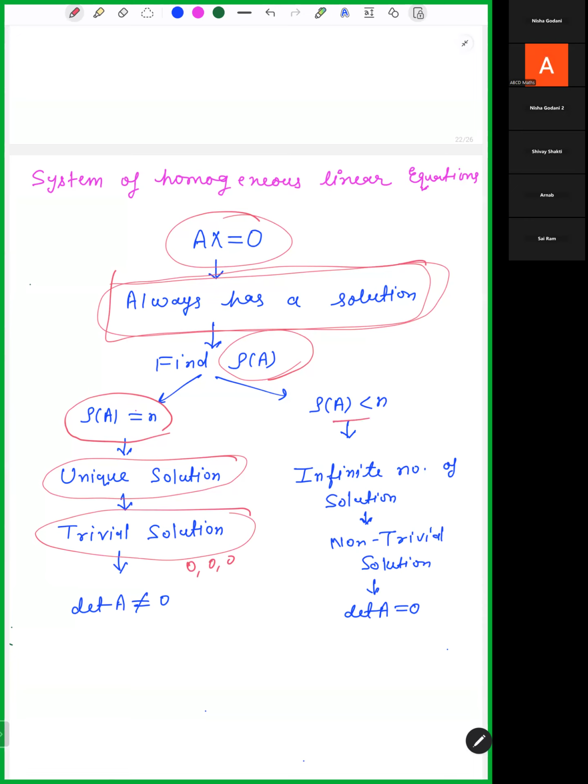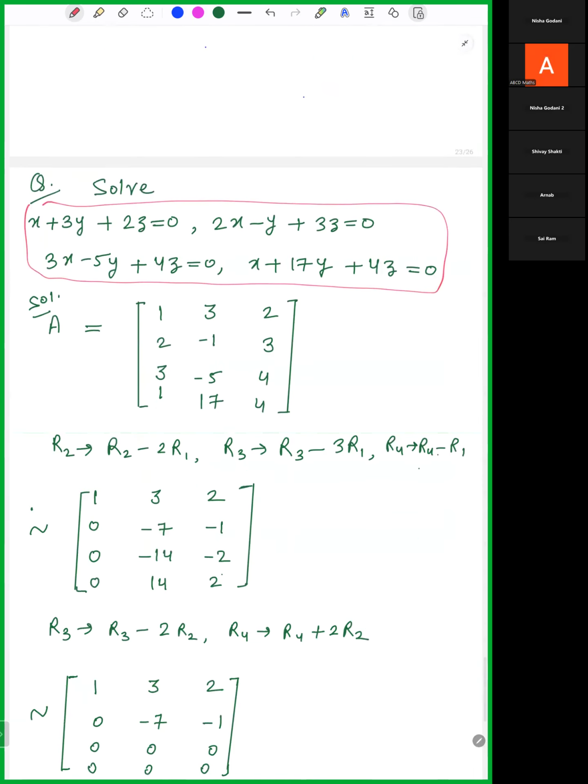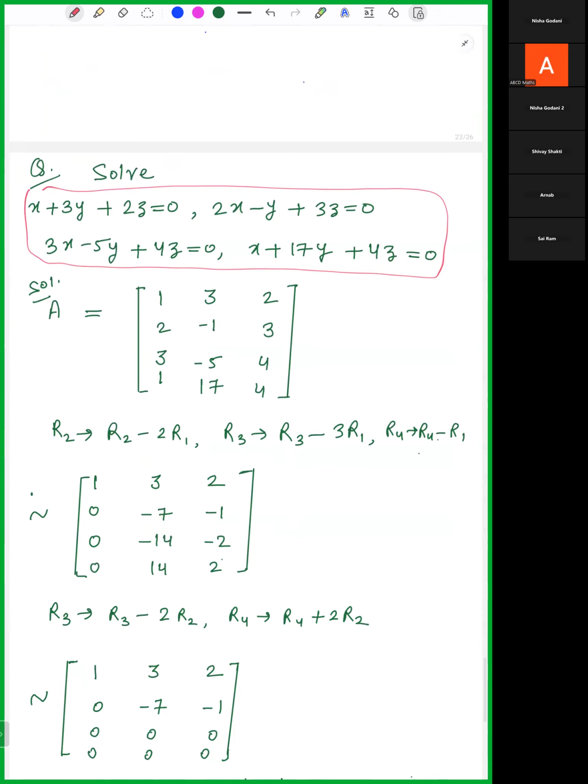But if the rank is less than n, less than the number of unknowns, then the system will have an infinite number of solutions in terms of k, t, or other variable. So infinite solutions means non-trivial solutions. And one more thing: when the system has a unique solution, the determinant of the coefficient matrix will be non-zero, and zero when it has a non-trivial solution. So let's discuss a question based on it.